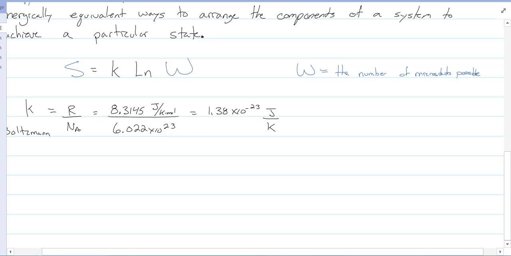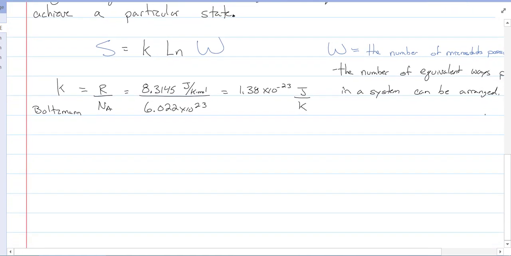What's a microstate? The microstate is the number of equivalent ways particles in a system can be arranged. Okay, so let's define macrostate and microstate. Macro, think macro big, micro small, right? The macrostate is the overall state of the system. Think about the given conditions.